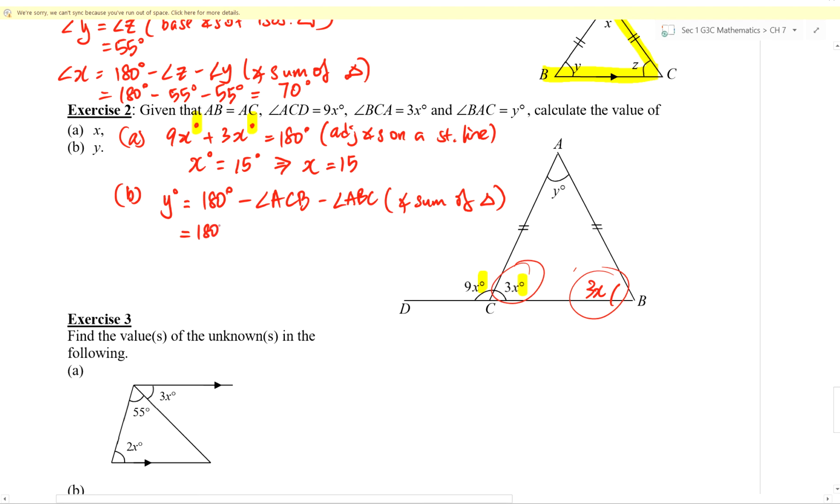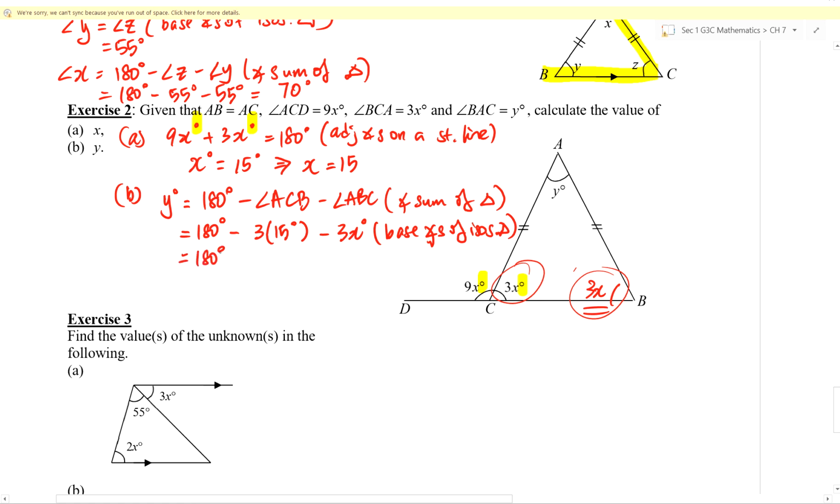So this is 180 degrees minus ACB. We can do the substitution already. 3x, so 15 degrees. Now minus another ABC, we are going to write this down as 3x. And we're going to state the reason: base angle of isosceles triangle. Okay, we're not going to immediately substitute yet. We are going to show that I know this is 3x because it is base angle of isosceles triangle.